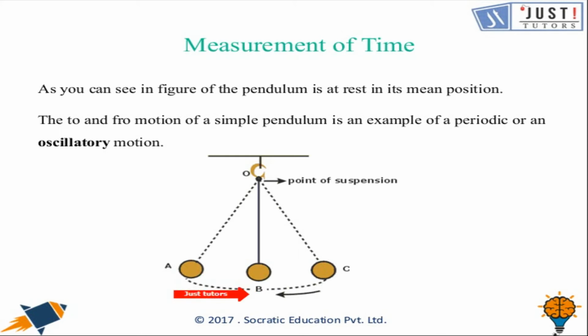When the bob of the pendulum is released after taking it slightly onto one side, it begins to move to and fro. The to and fro motion of the simple pendulum is an example of a periodic motion. We also call this an oscillatory motion.